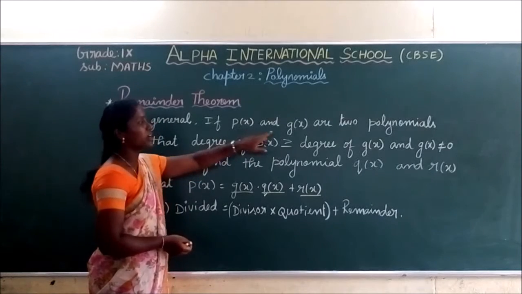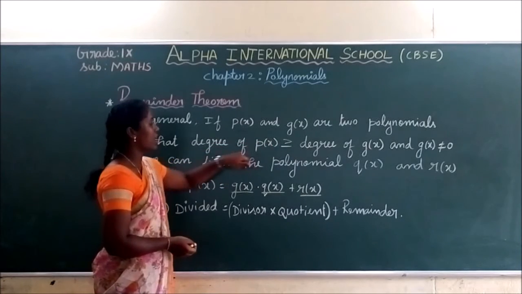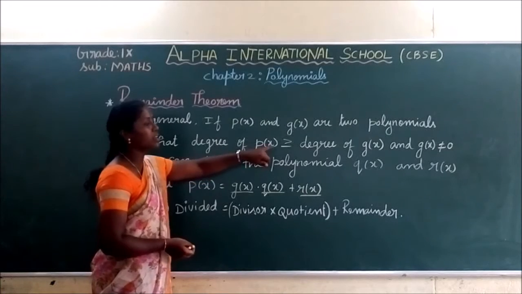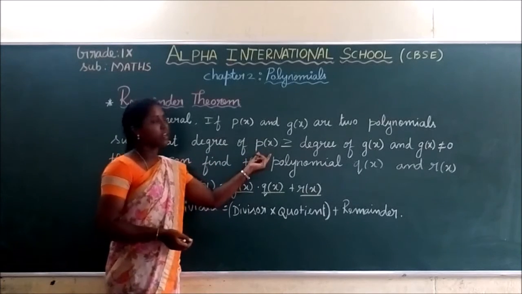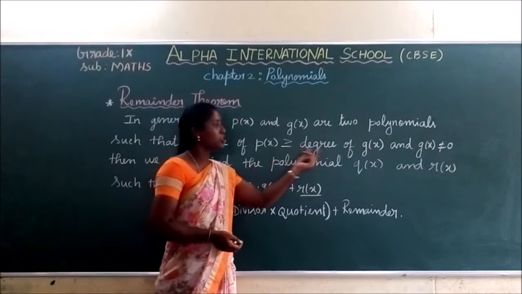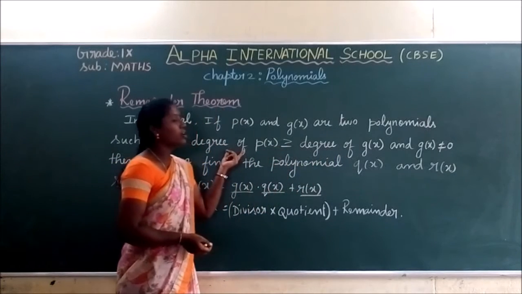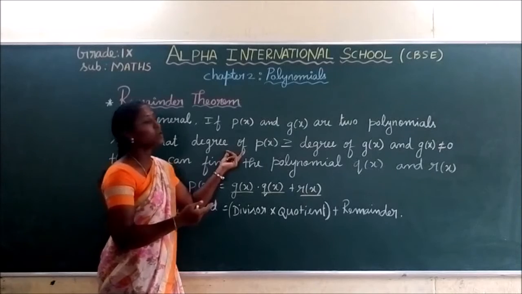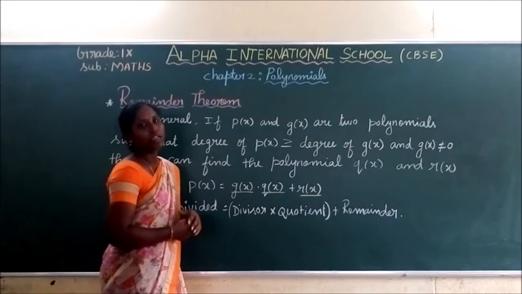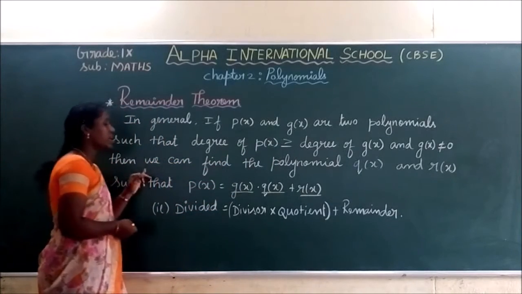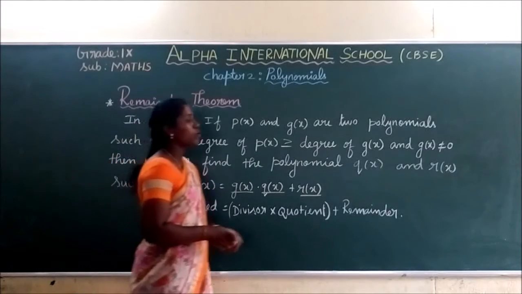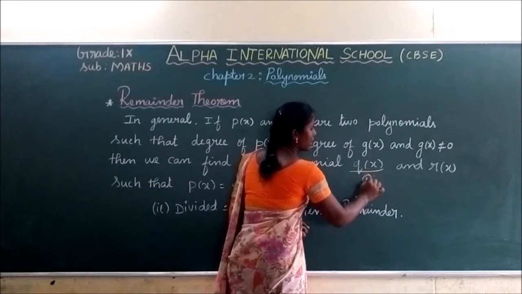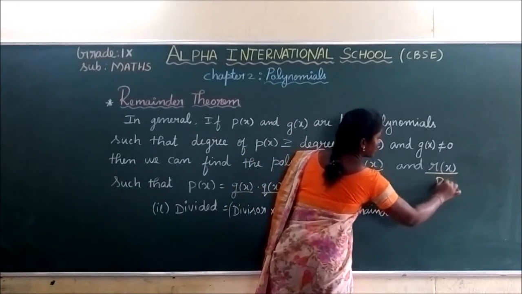If p of x is divided by g of x, the degree of p of x should be greater than or equal to the degree of g of x. Because p of x is the dividend, we are going to divide p of x by g of x. In that case, we can find two other polynomials, q of x and r of x, where q of x is the quotient and r of x is the remainder.